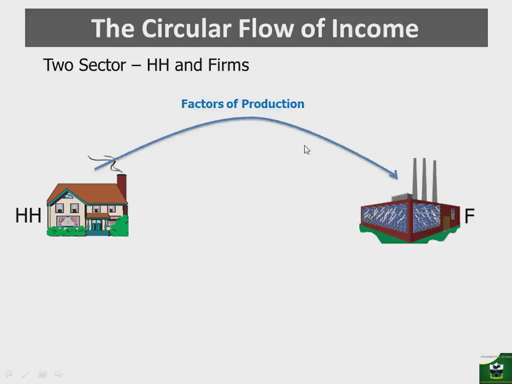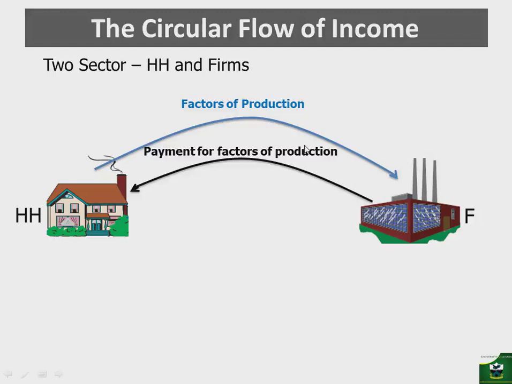Now, when the households supply their labor, the firm will have to pay a wage to the household. If the households supply their capital, they will have to be paid capital rent or interest for that capital. So this shows that when the households supply the factors of production, the firm responds by paying for those factors of production.